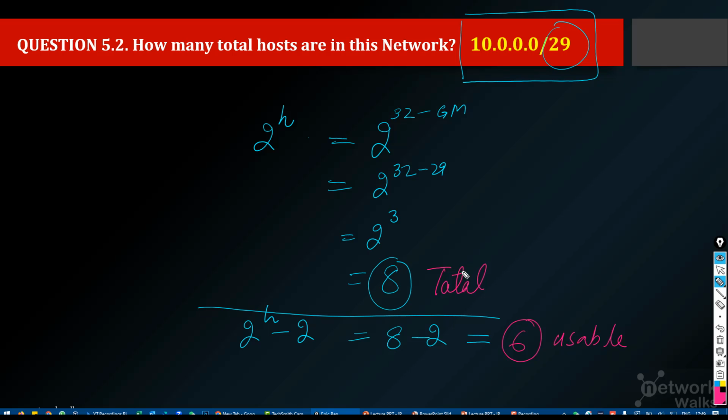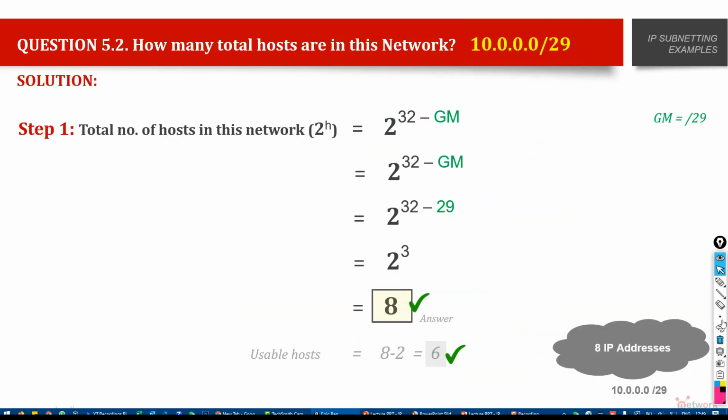And what those IP addresses are, we are going to calculate and find in the next module of this series on IP subnetting. So here we have 8 IP addresses total, 8 hosts, and then 6 usable. Let's see this solved example. So this is the solved version.